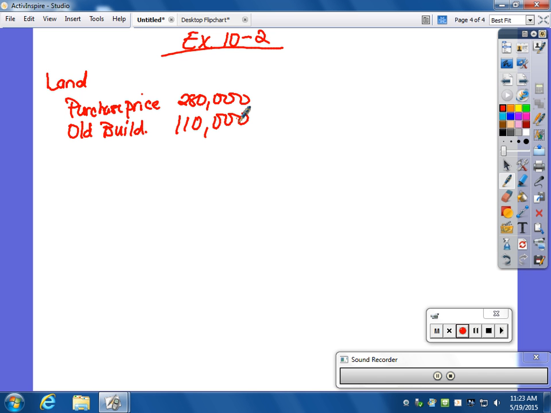The fact that they paid 33,500 to tear down the old building. So demolition for the old building was how much? 33,500. And what other costs? And 47,000 to fill and level the lot. So fill and level the lot. 47,000. Are those all the costs that we need to include?